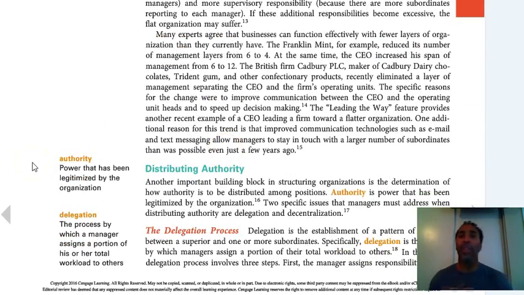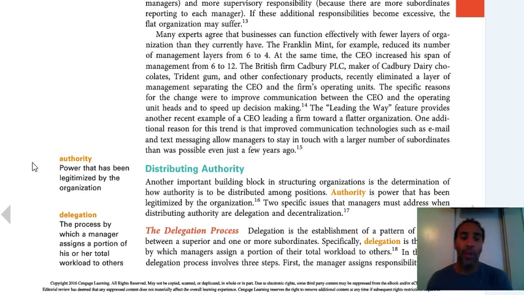So authority, and there are different types of authority. So power that has been legitimized by the organization. So the organization said, I'm the manager, so I have power because the organization gives me that power. Now you could have different types of power, like charismatic power. You're very charismatic, so people follow you. All right, or you can have relationship power, that you have a good relationship with somebody and they follow you because of that type of power.